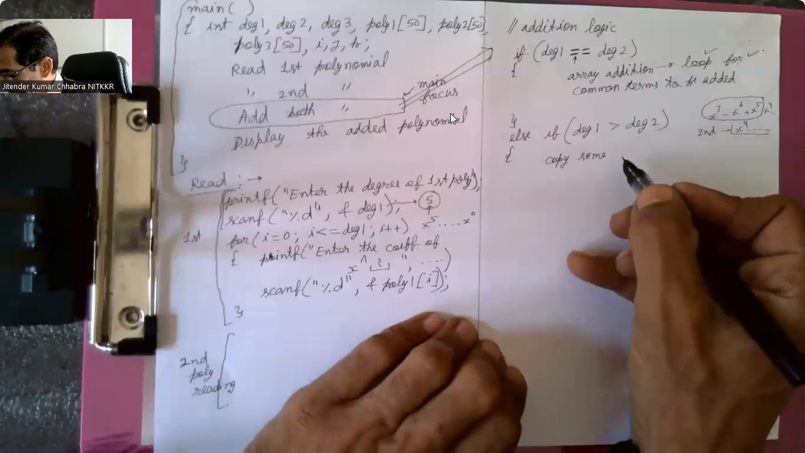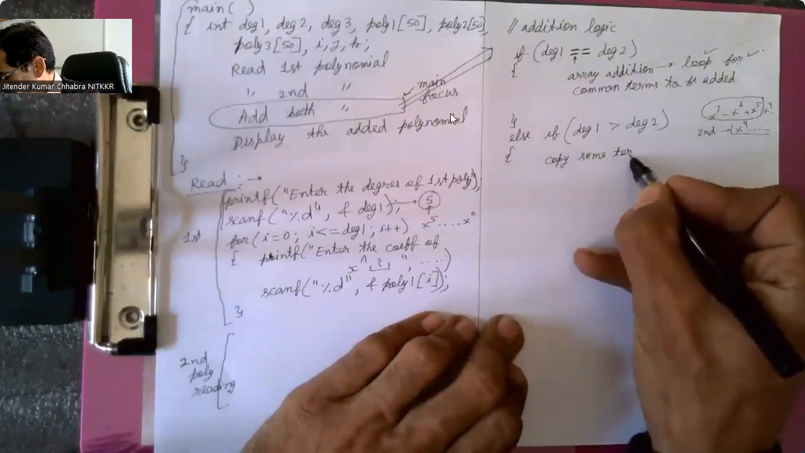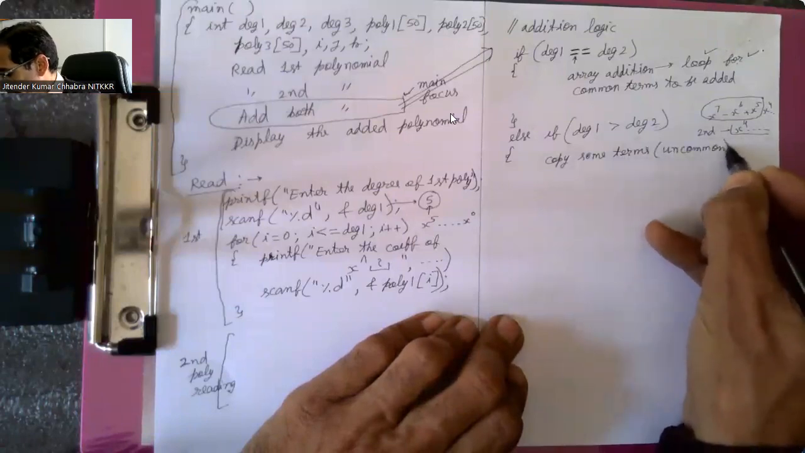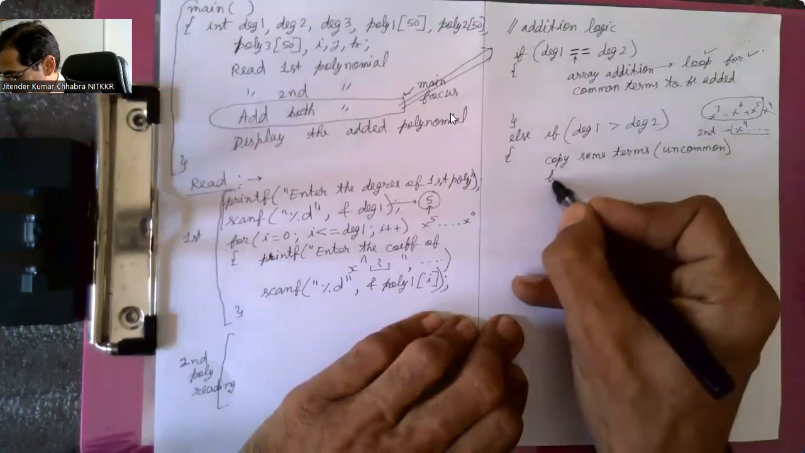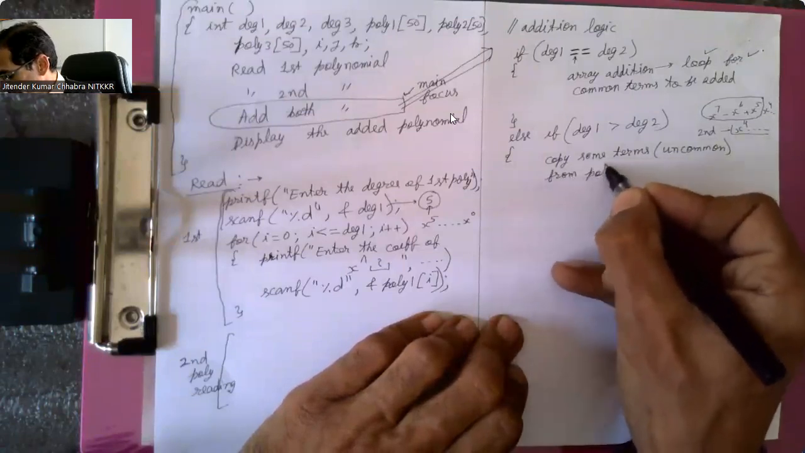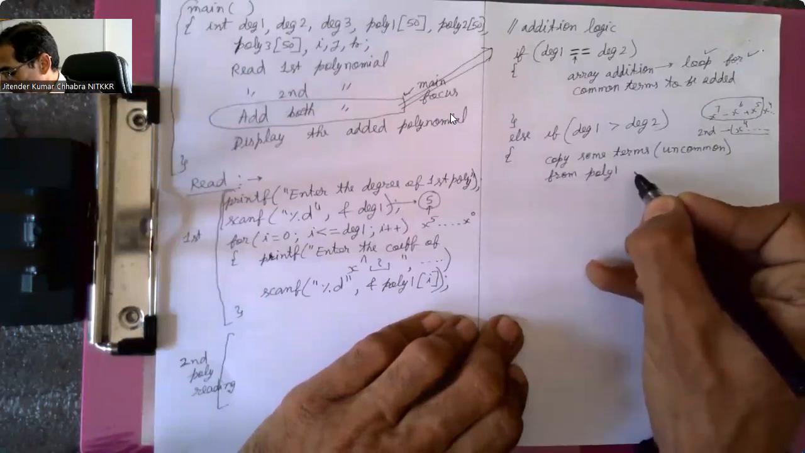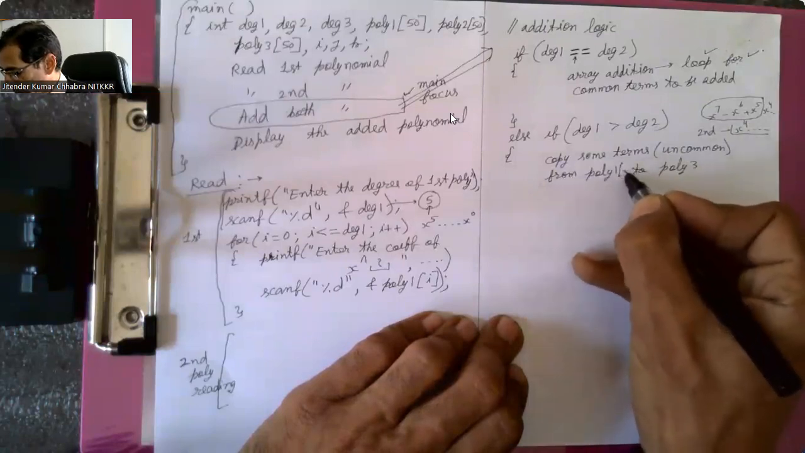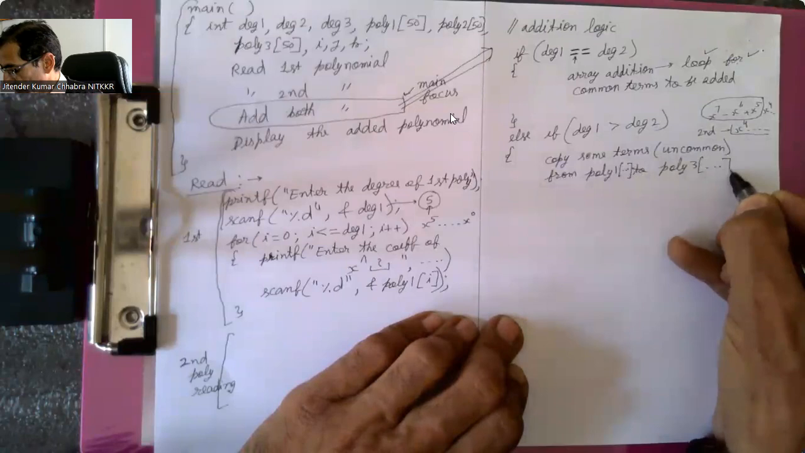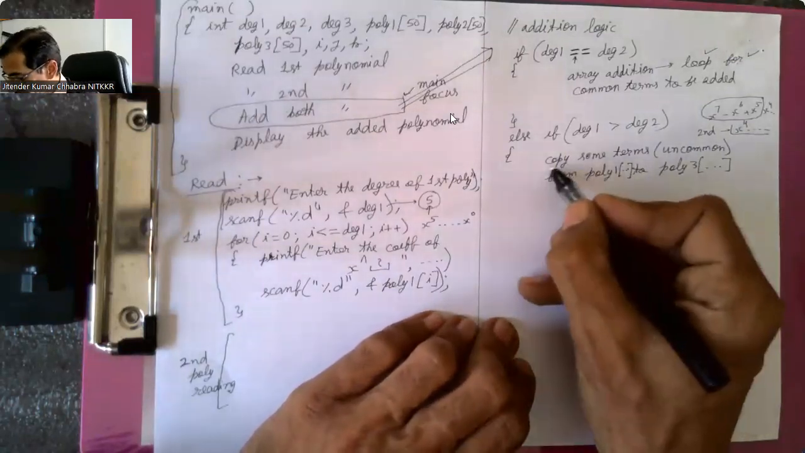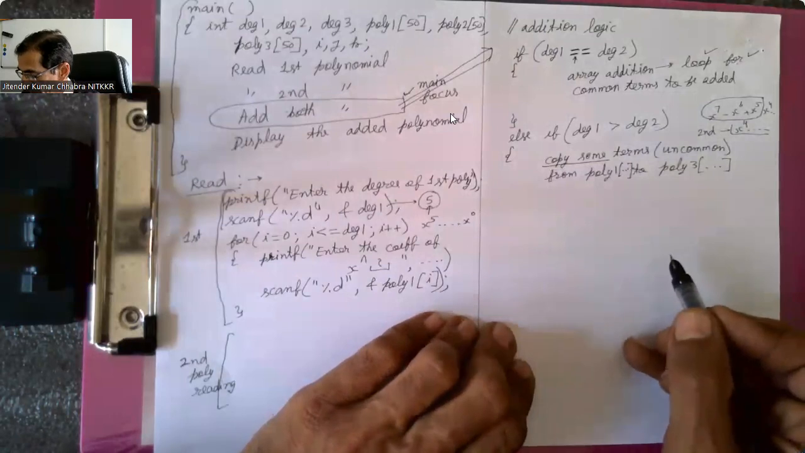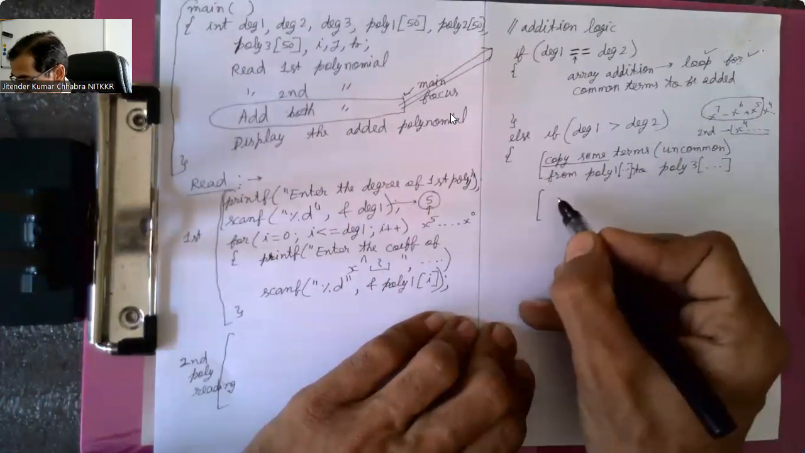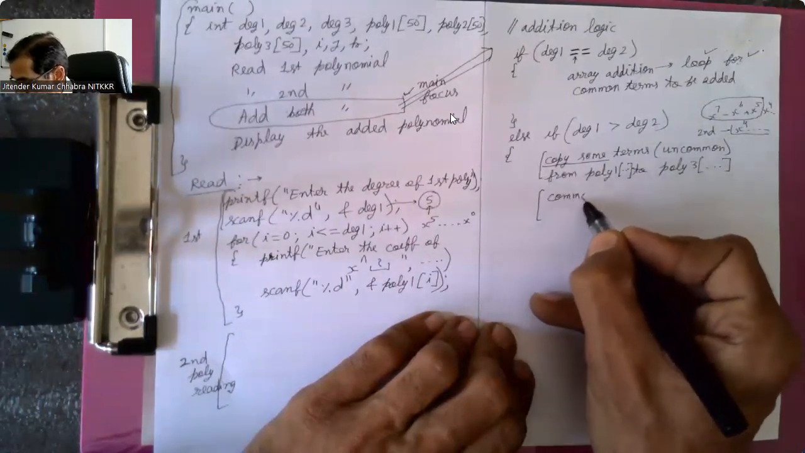So I will say what I have to do, copy some terms, and which terms? Which are uncommon, not common in both. From where? From polynomial 1. Copy from here to where? To polynomial 3. So from polynomial 1, some indexes to be used, polynomial 3, some indexes to be used, and these will be directly copied, no addition, etc. Then what else? Now, after copying uncommon terms, the common terms are to be added correspondingly.